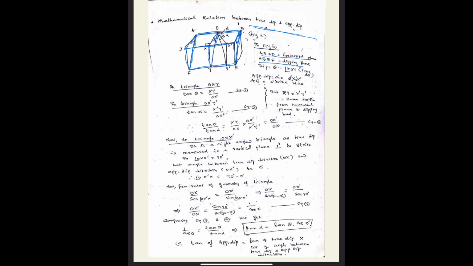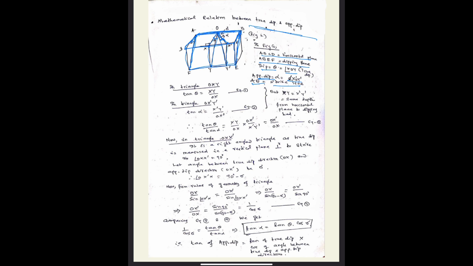So ABC is the horizontal plane, ABEF is the dipping plane, dip amount theta, that is XY. Apparent dip alpha is the dip when it is not measured perpendicular to strike. So this is the strike. It is not perpendicular to strike, and this angle will be alpha, which will be less than theta. So AB is the strike line, apparent dip alpha, X'OY'.